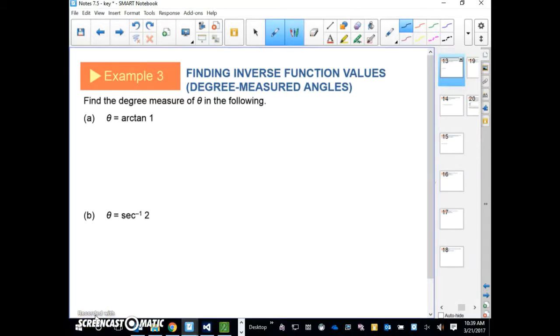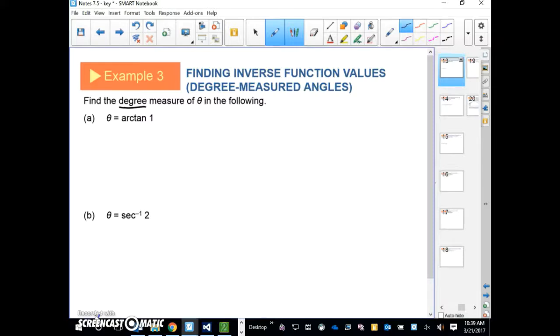Example 3, find the degree measure of theta in the following. We're finding inverse tangent of 1. Inverse tangent of 1. And so you've always got two things, what and where. If we look at the chart, look at the chart for where tangent is going to give you 1.